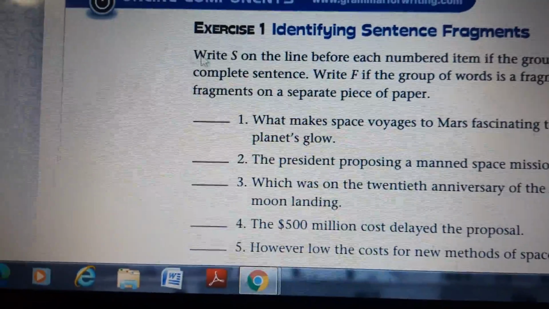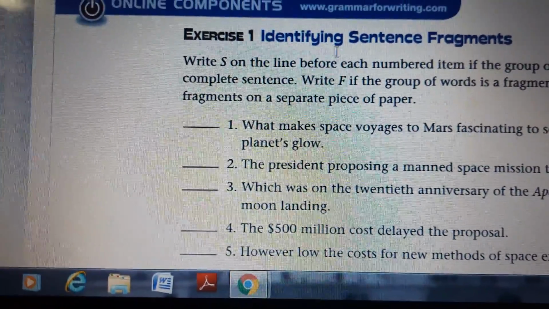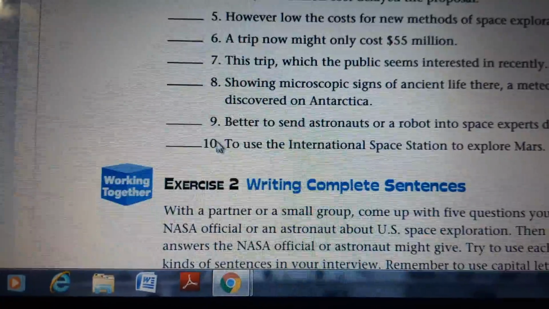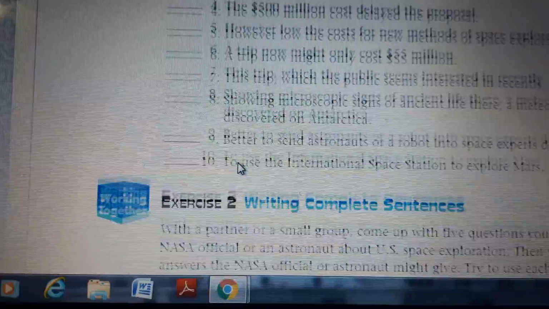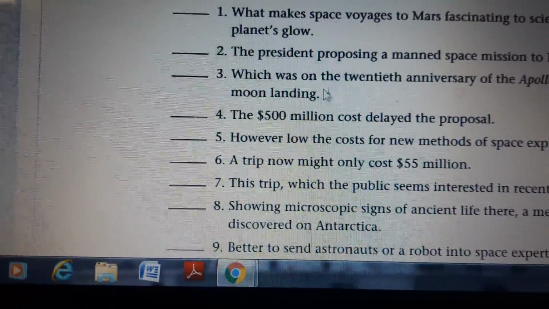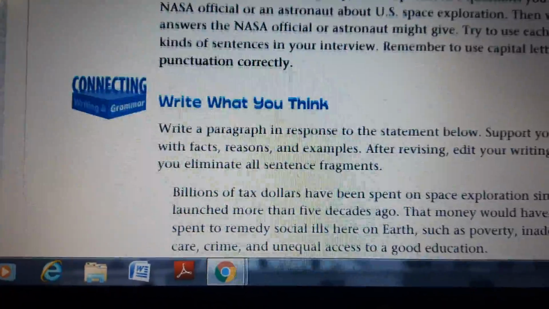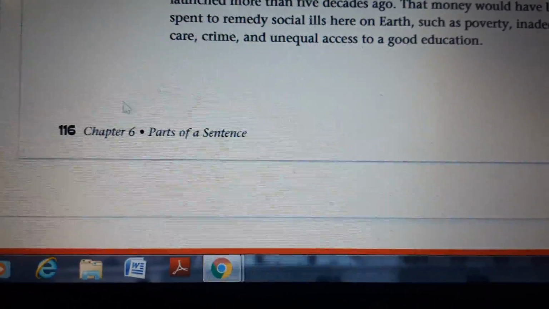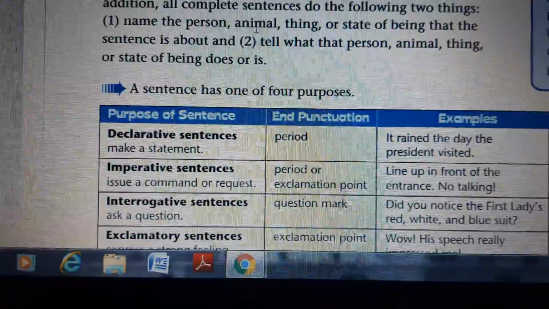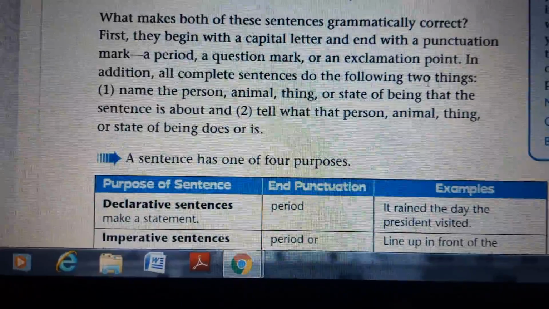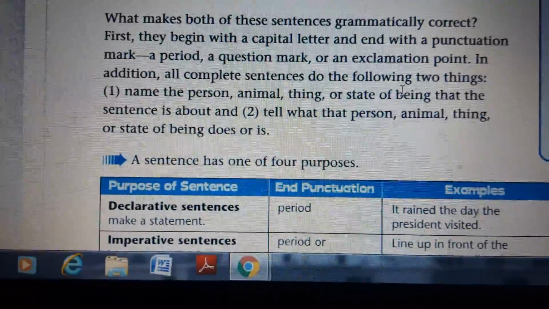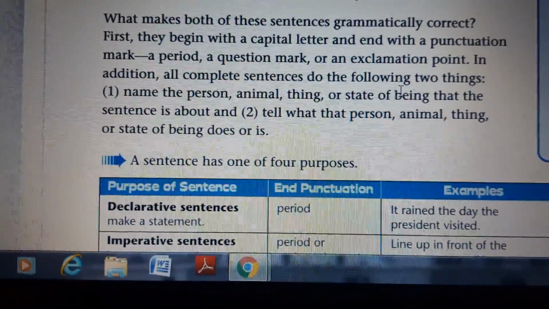And here we have exercise number 1, identifying sentence fragments. We have 10 sentences here. I want you to answer this exercise and send it to me. It's page 116. So that's it for today. If you have any questions, please do not hesitate, just ask me.